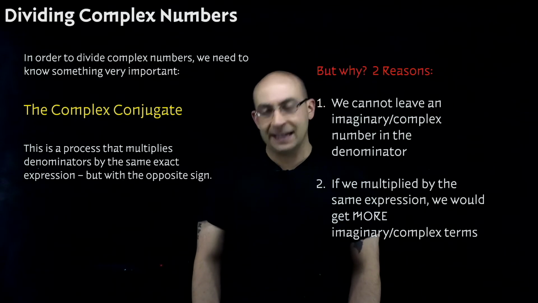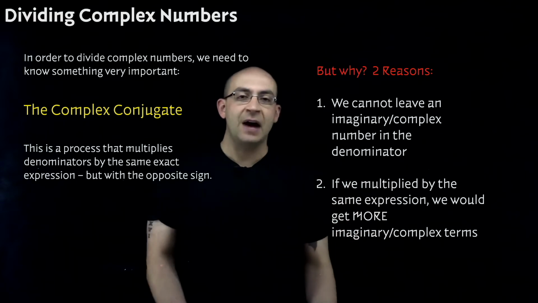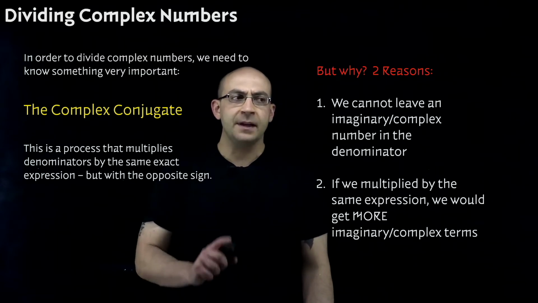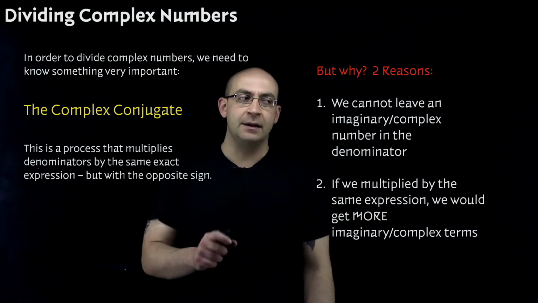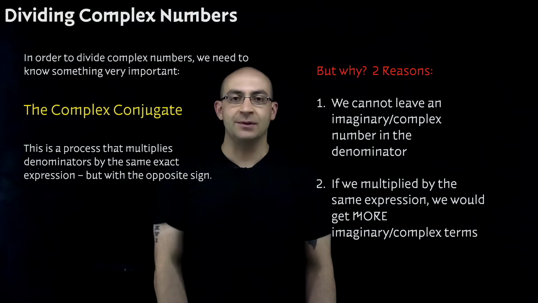Now, again, there's reasons for this. The first one is we just simply can't leave i in the denominator. It's one of those math rules that someone made hundreds of years ago. Number two, if we didn't multiply by the opposite sign, we would end up with actually more imaginary numbers or more complex numbers. We don't want that. More is bad here. We want less. And more importantly, we want less in the denominator, as in none.